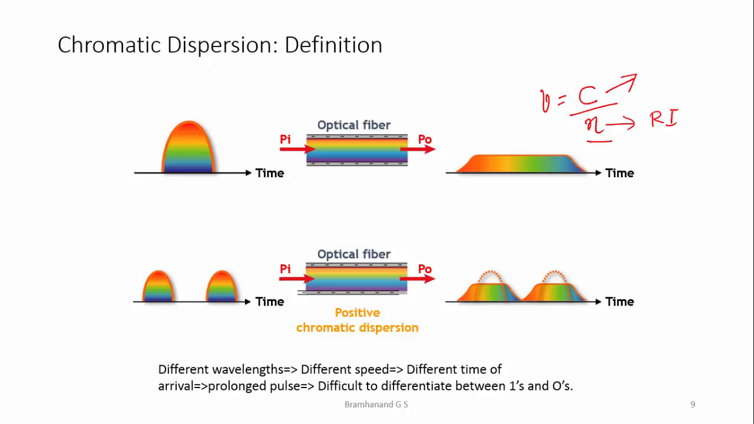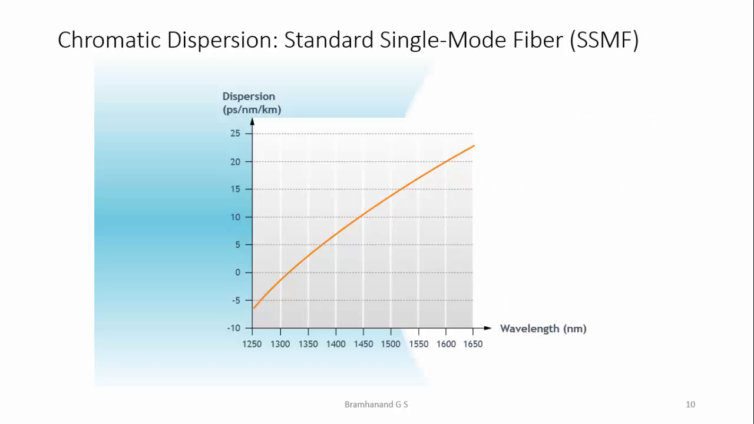So this makes it difficult to differentiate between ones and zeros. This is what is called chromatic dispersion. Chromatic dispersion increases based on the wavelength. As the wavelength increases, the chromatic dispersion also increases. Chromatic dispersion is measured in picoseconds per nanometer per kilometer.